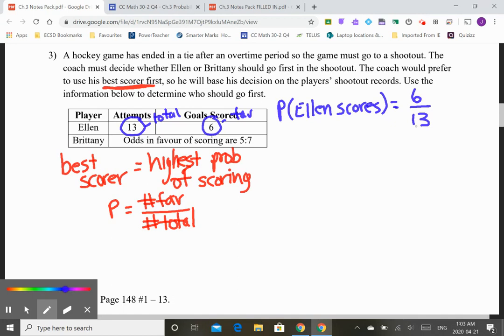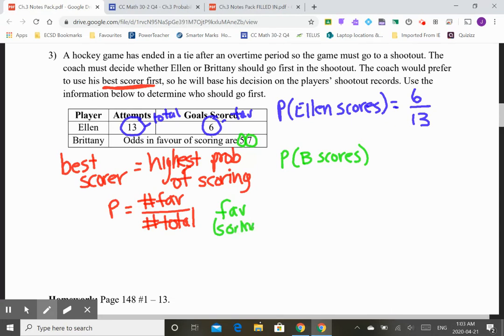Let's look at the probability that Brittany scores. Well, Brittany's information is a little different. For Brittany, we have odds in favor of scoring are 5 to 7. So here's what we know. We know that favorable, which would be scoring, is 5. We know that unfavorable, which would be not scoring, is equal to 7. Because it's odds in favor, the favorable number goes first.